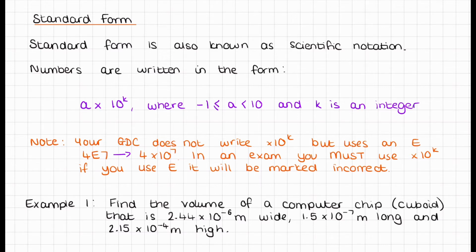Be aware, your GDC, your graphics calculator, does not write the times 10 to the power of k. It actually uses the letter E, a capital E. So you see here I've got 4E7. That actually stands for 4 times 10 to the power of 7. In an IB exam, you have to use the times 10 to the power of k. If you use the E, it will be marked incorrect. So you have to remember to make it the times 10.